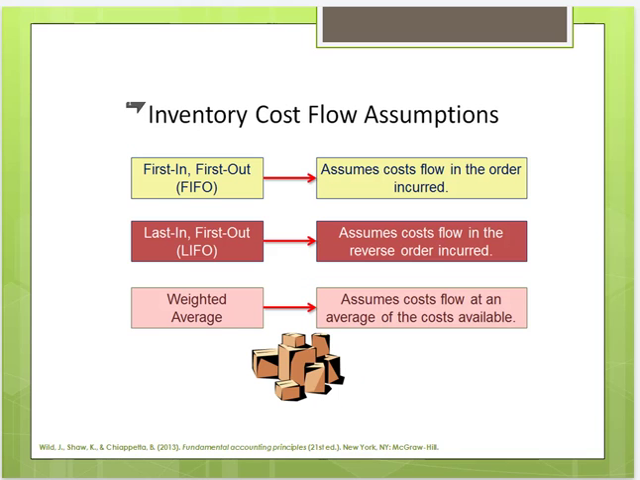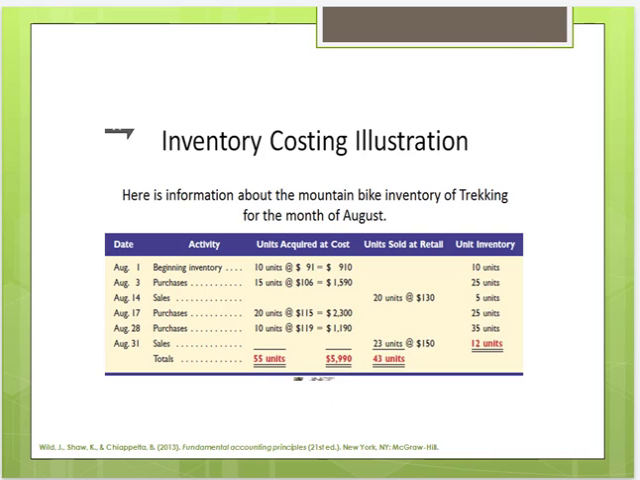FIFO assumes first in, first out. So from a cost flow perspective, the first costs that come in the door are the first costs that we are going to allocate to cost of goods sold. So let's look at an example. This is the information that we're going to use for this particular example.